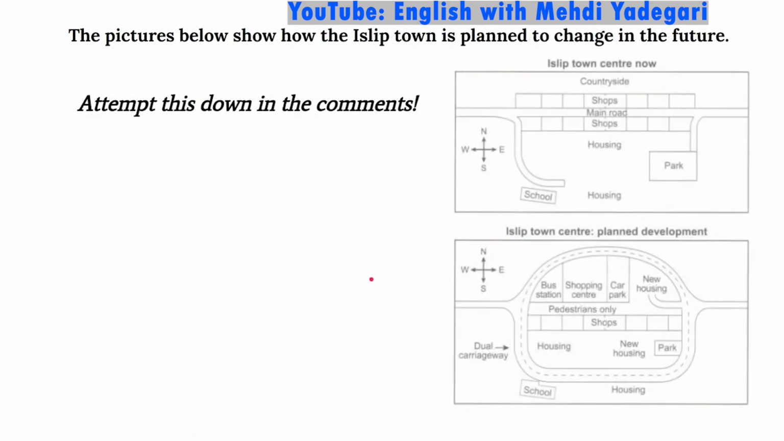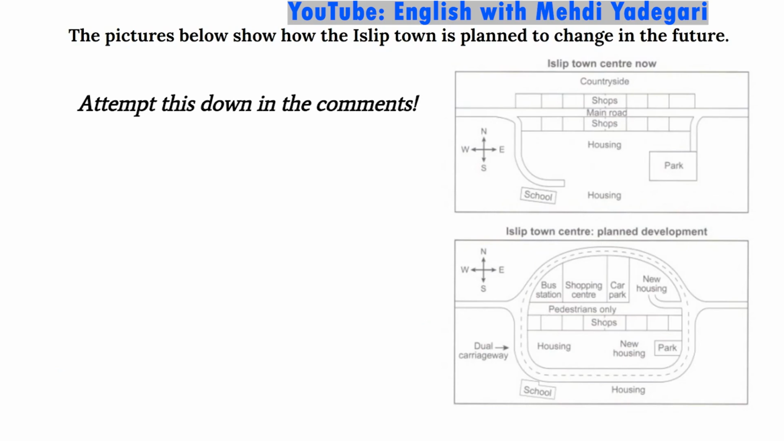So now, I want you guys, you who's watching this video, I want you to attempt this writing down in the comments. So you can see that the prompt has been given here. The pictures below show how the town is planned to change in the future. So you can see that this is now and this is future, right? So yes, the tense is a little bit different. It's not past and present, it's present and the future. I'm sure you can make that happen.